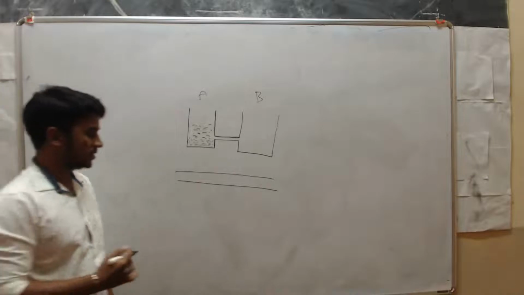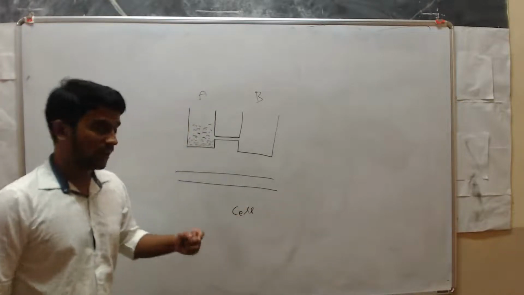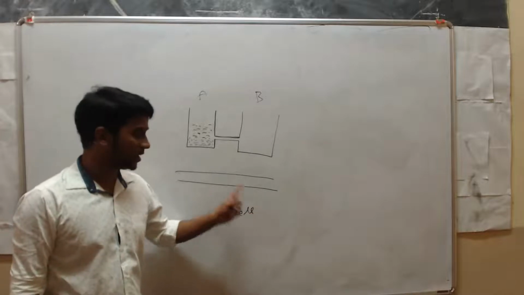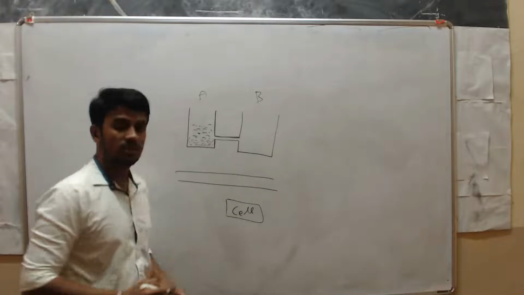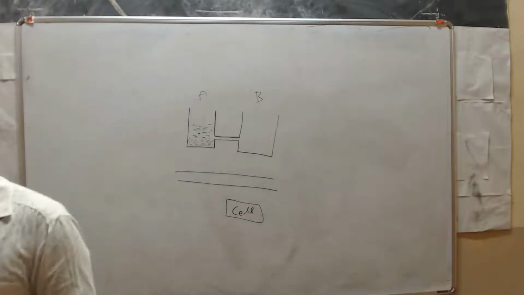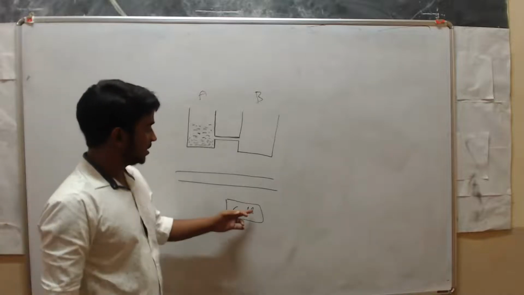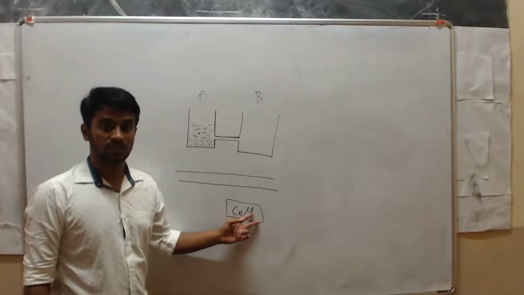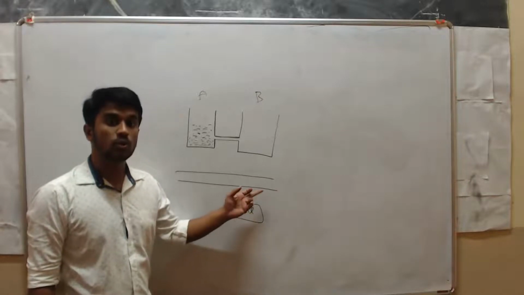That is the cell. So when you connect a wire to the cell, then electrons move. Then what is the function of the cell here? Okay, so this cell creates the potential difference between the two ends.